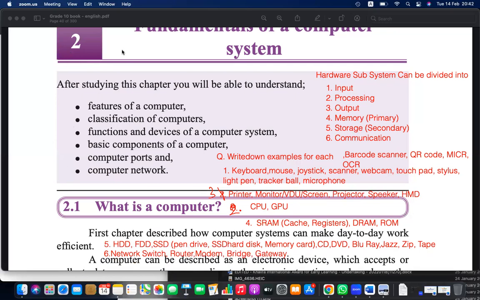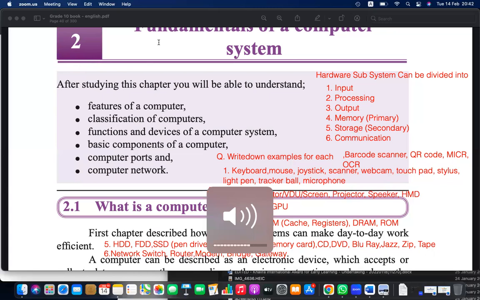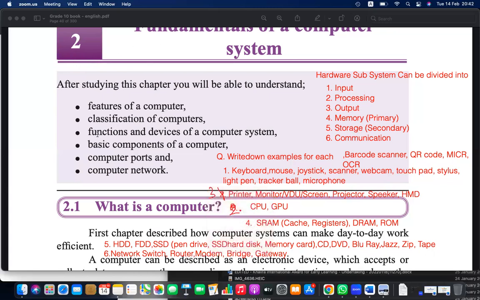Is there anything else that I missed? Network interface card, NIC. My mic is... I think you can hear me, right? Yes, sir. NIC means network interface card.